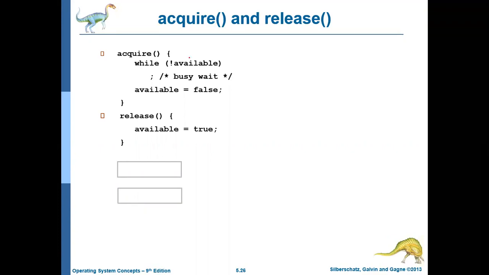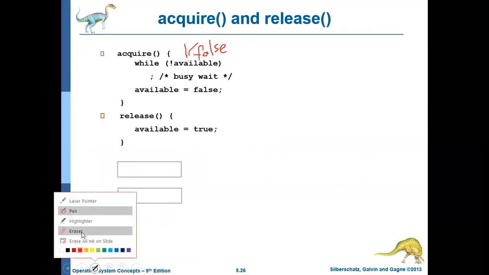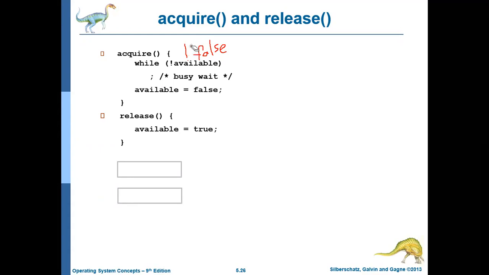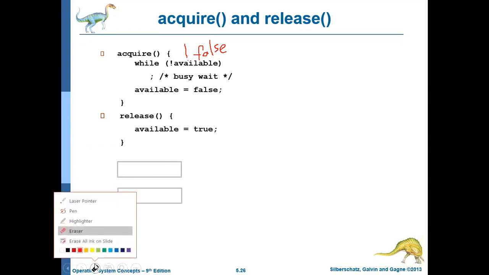If available is false, then not available will be true. If available is false, that means the critical section is not available. Somebody else is in the critical section. So if not available is true, that means the critical section is not available. In that case, it will be busy waiting. This is called a spin lock.